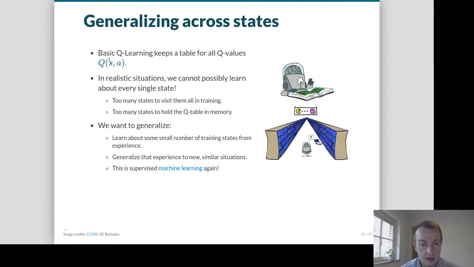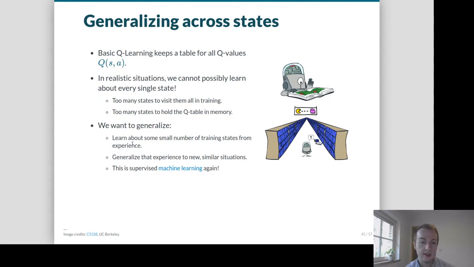I should rephrase this. What I wanted to say is that from only a small number of training states that you gather from experience, you would like to know more than about these states only. You would like to go outside and generalize that experience to new and similar situations.